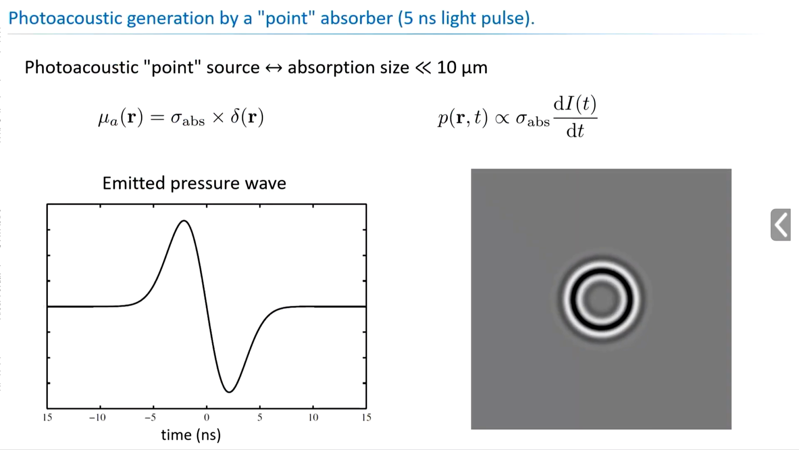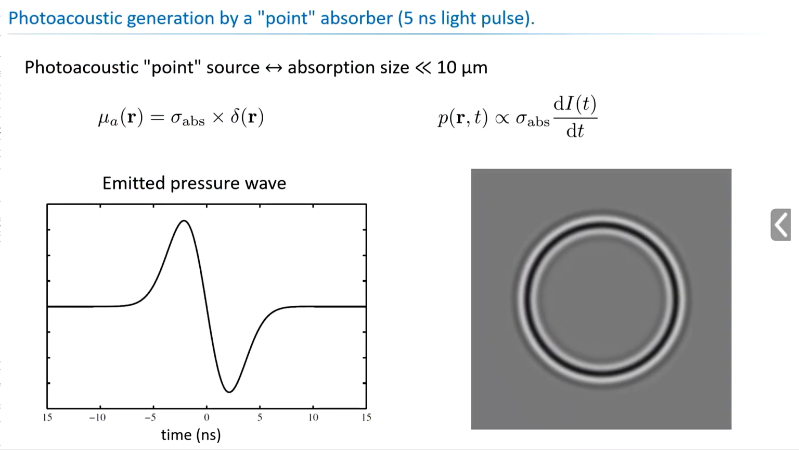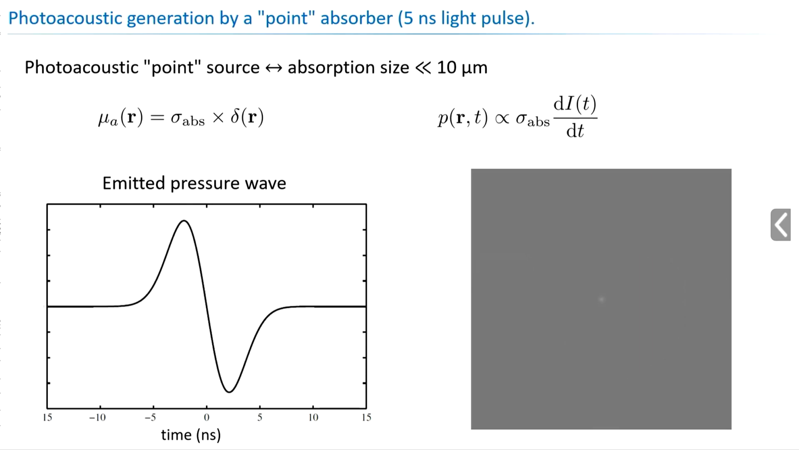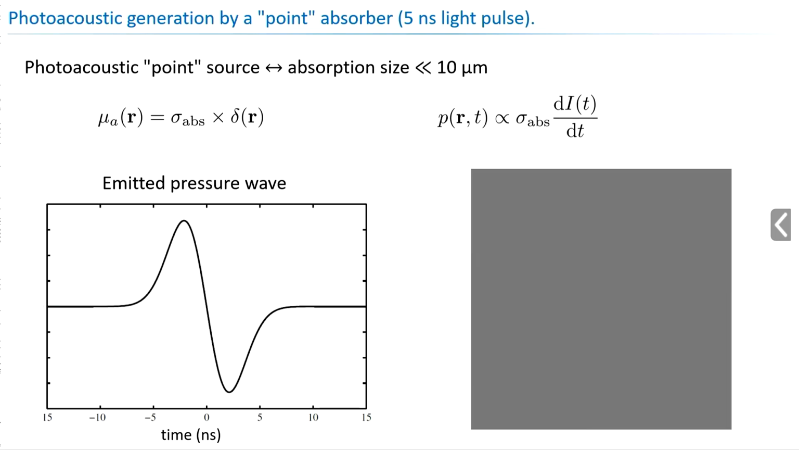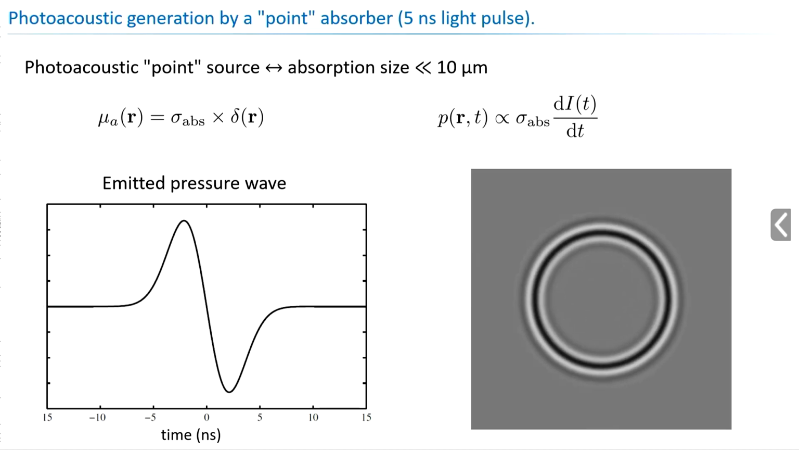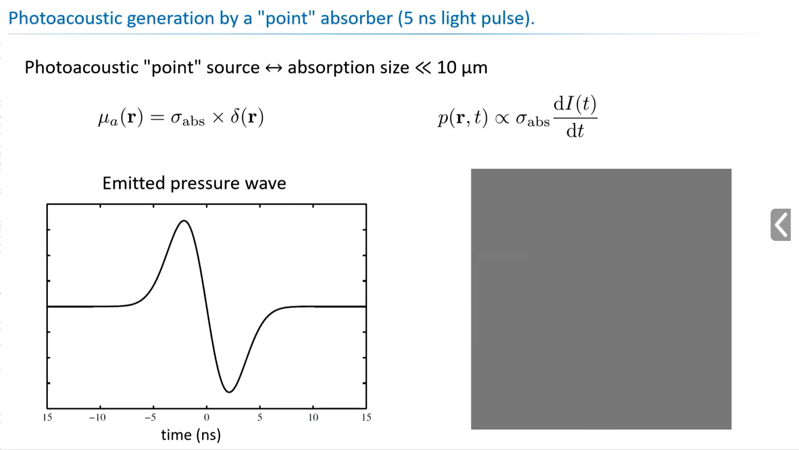Okay, I'll give you what's happening if you take a point-like absorber. It can be a nanoparticle. It could be like a fluorophore, a bad fluorophore, except that in the case of a fluorophore, the pressure would be so weak that you would not detect a single fluorophore. But a single nanoparticle you can actually detect.